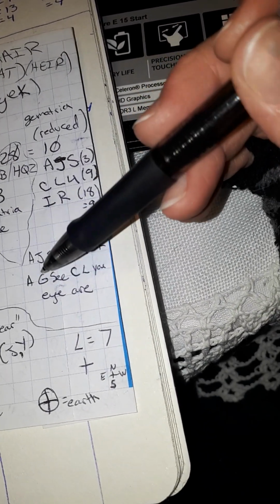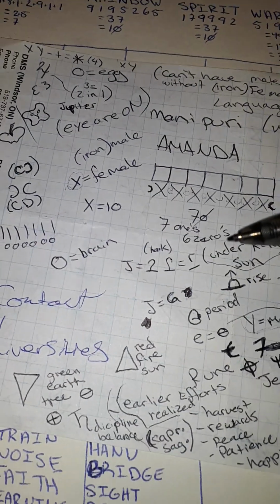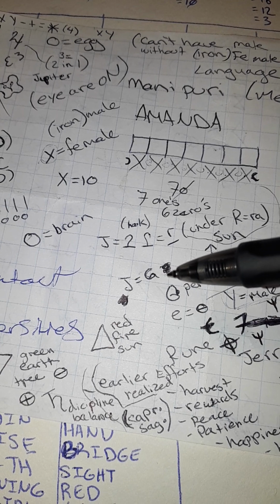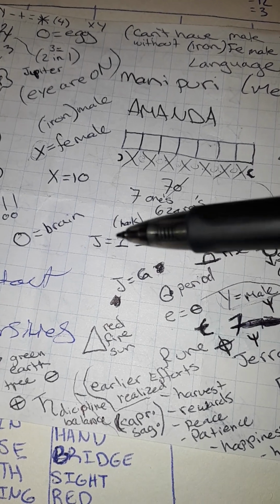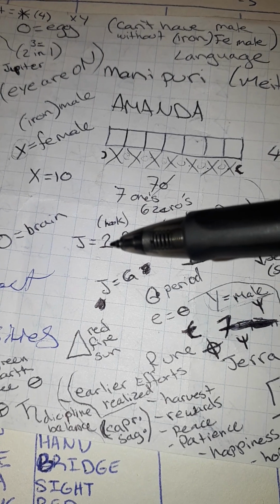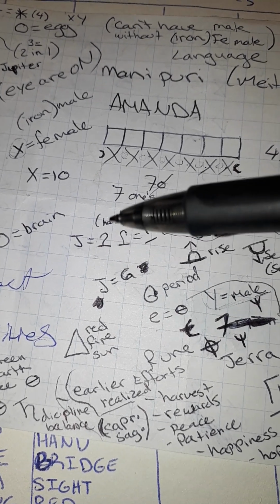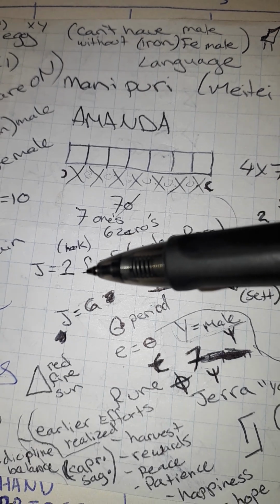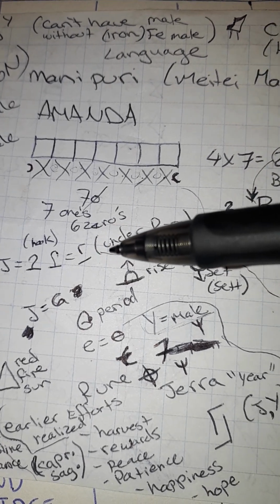A, G. I got over here. So what it can represent: J equals G. Flip it. Possibly like a hook. It almost looks like Peter Pan. Hook.